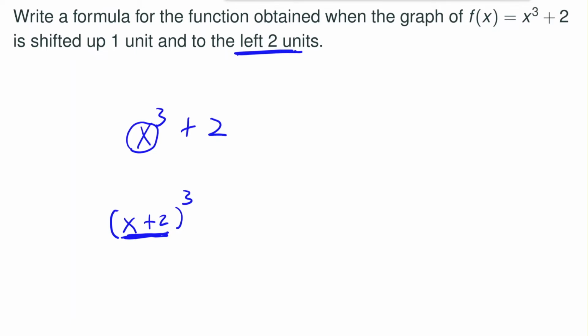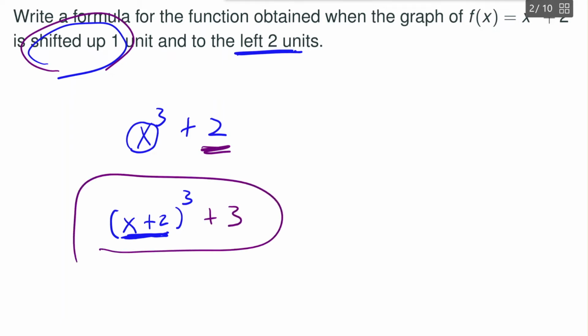Okay. And up 1, use a different color. Up 1 means from here we go up 1. So we add 1 here, so plus 3. So this is a function that went left 2 units and up 1 unit from this function. So it's important to compare. It's important to think about which is the original function we're transforming from right here.